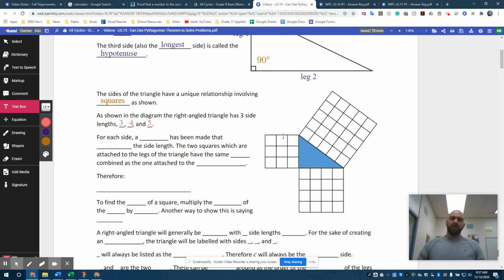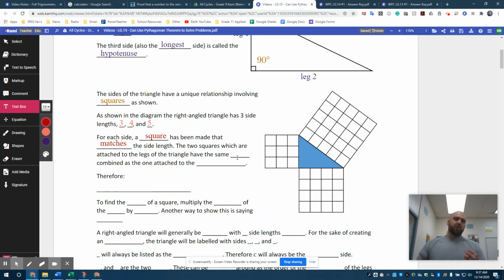And we'll notice here that each of them has a square drawn on the side of it. For each side, a square has been made that matches the side length. Here we have a side length of 3, a 3 by 3 square. Side length of 4, a 4 by 4 square. Side length of 5, a 5 by 5 square.